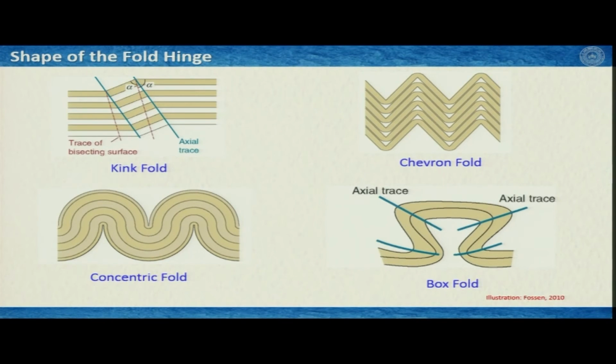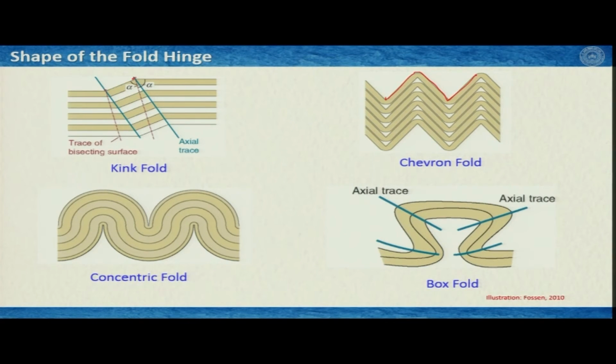Now the shape of the hinge is also one of the very important parameters to describe a folded structure, and here I have shown only 4 end members you can think of. These are kink fold, chevron fold, concentric fold, and box fold. What we see here is that the kink fold and chevron fold both have a sharp hinge like this.